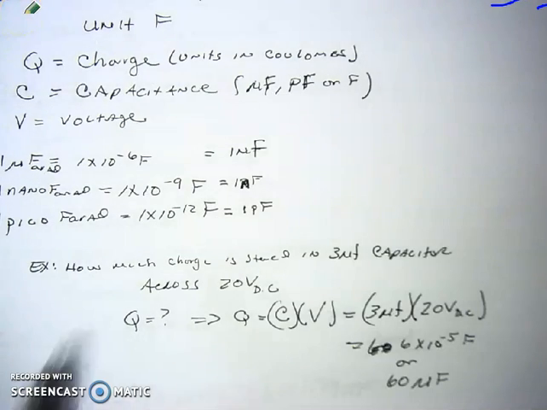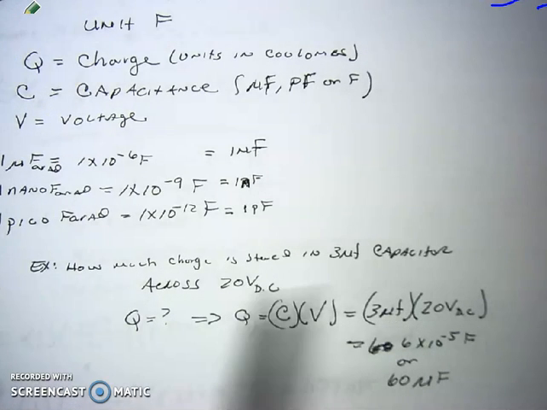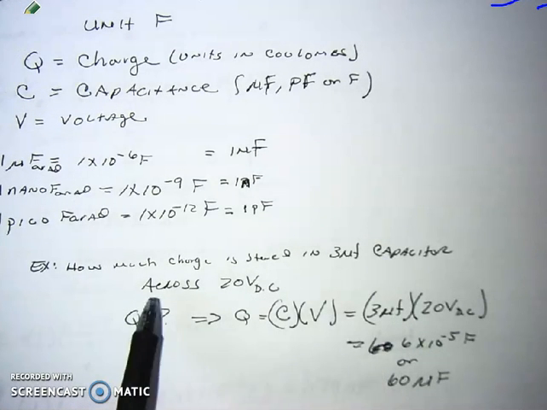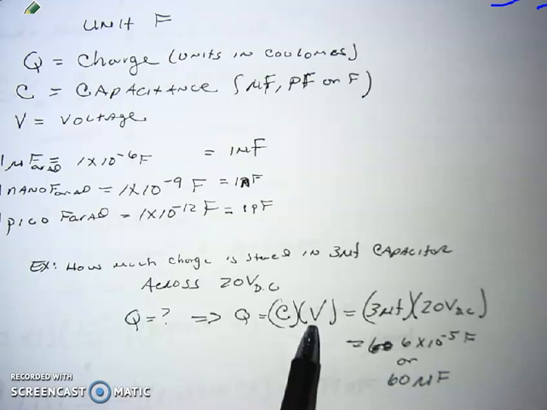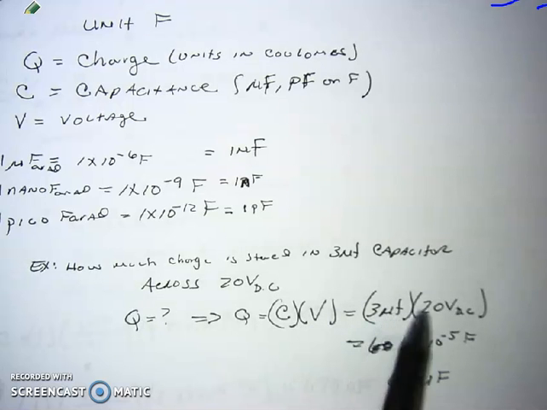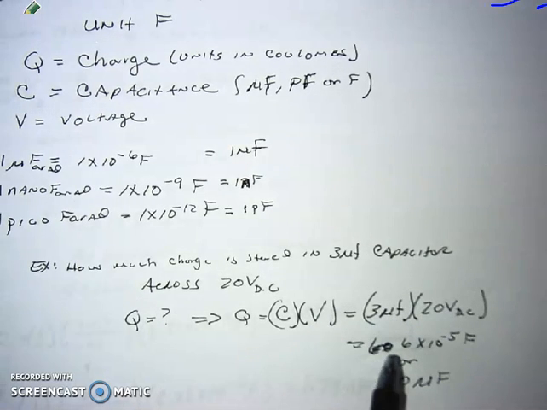So let's look at an example. How much charge is stored in a 3 microfarad capacitor if we have a 20 volt applied DC? We're looking for charge, Q. Q is equal to C times V. In this case, we have 3 microfarads times 20 volts DC. That gives us 6 times 10 to the negative 5 coulombs, or 60 microcoulombs.